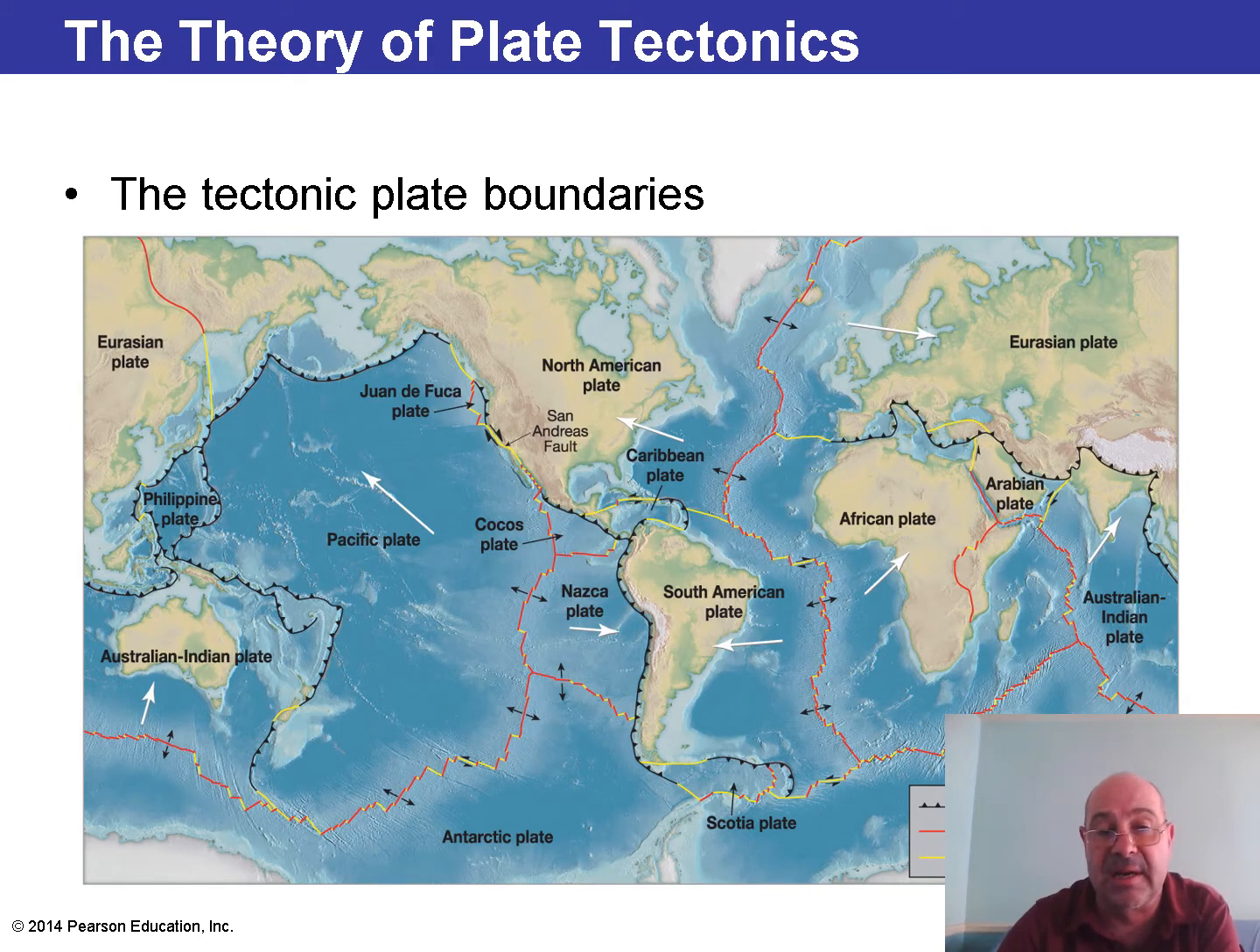So here are our tectonic plate boundaries. Now, a lot of people like their own plate boundary. I've got to tell you right now, my favorite is the Nazca plate. That's all there is to it. It's associated with the Nazca lines in Peru.